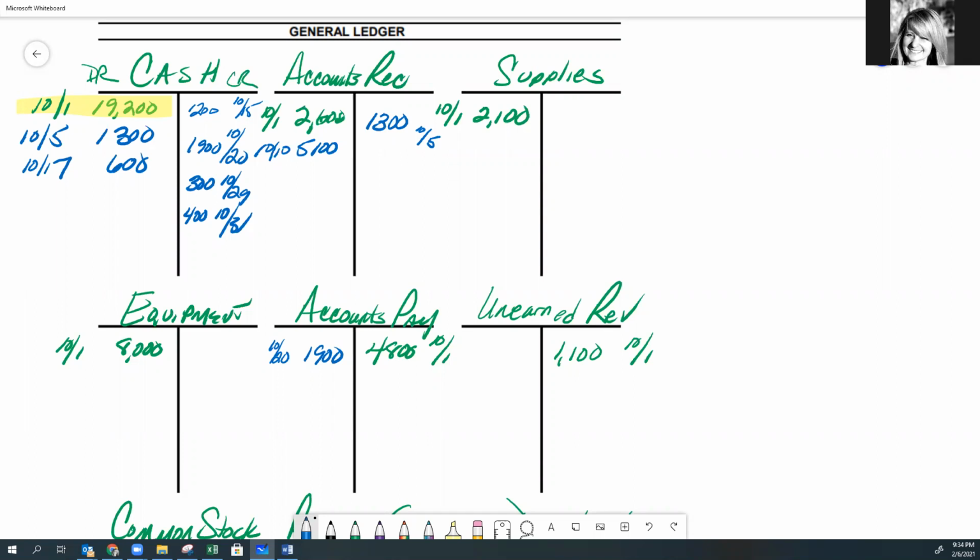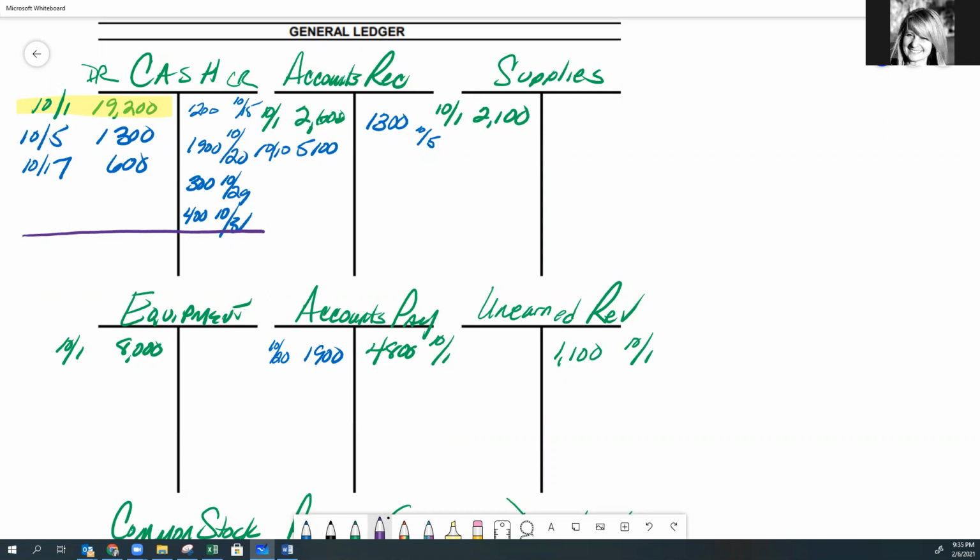What I like to do is I like to put a line under all of my debits and credits like this. Actually, let's change our color here to purple. And so I like to put a line here under all my debits and credits, and I like to total my debits and total my credits.